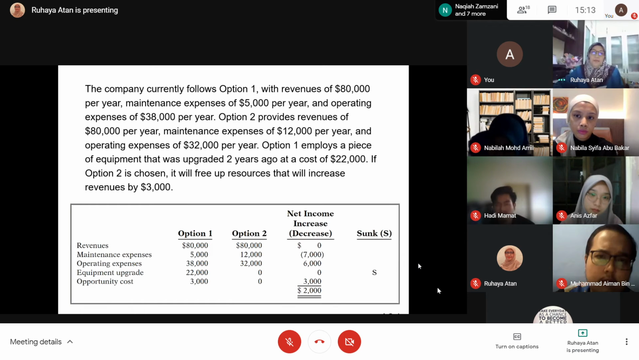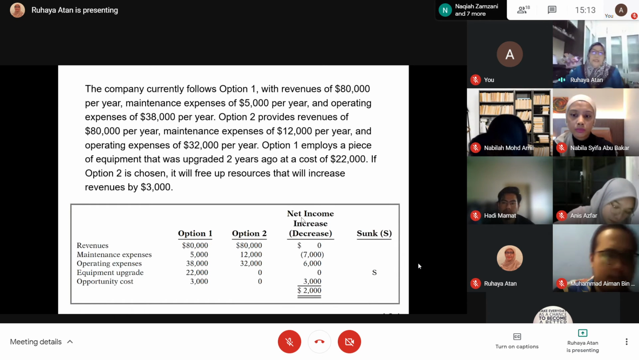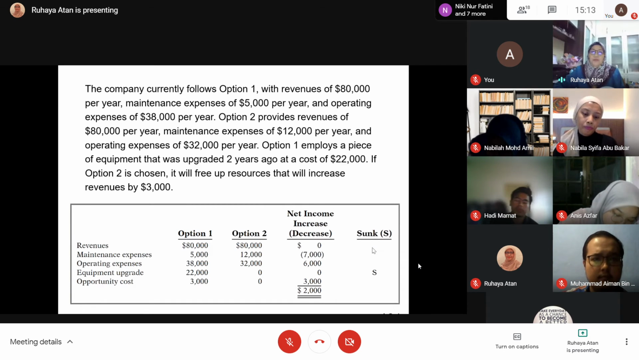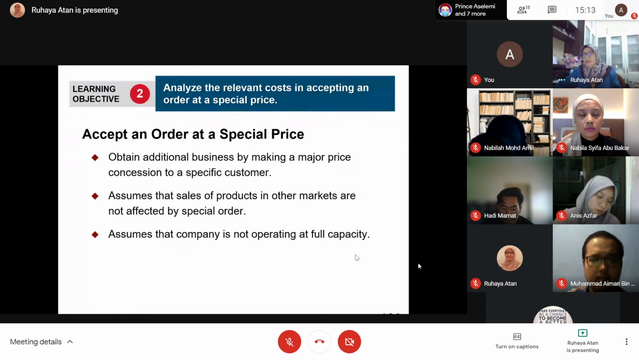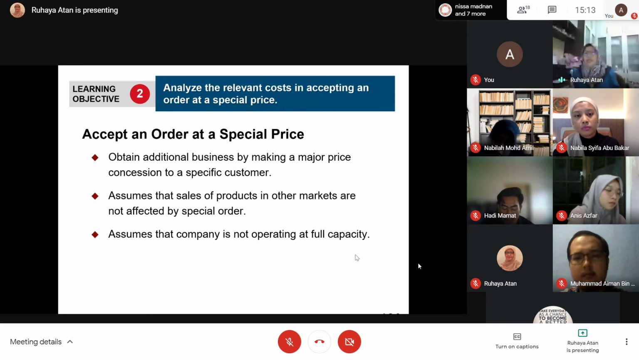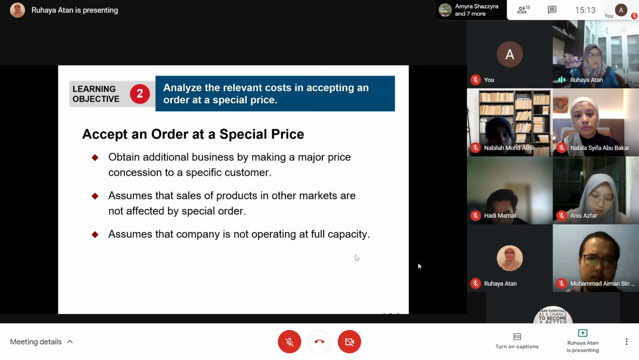So normally what you study is this column, what is the net effect, that is, the changes in the cost. Okay, so let's move on to more specific situations. For this one, accept an order at a special price. Let's go on with specific examples. This one will improve your understanding better.